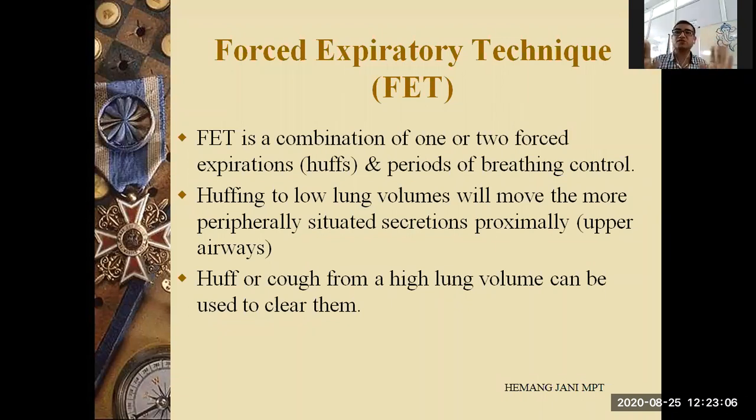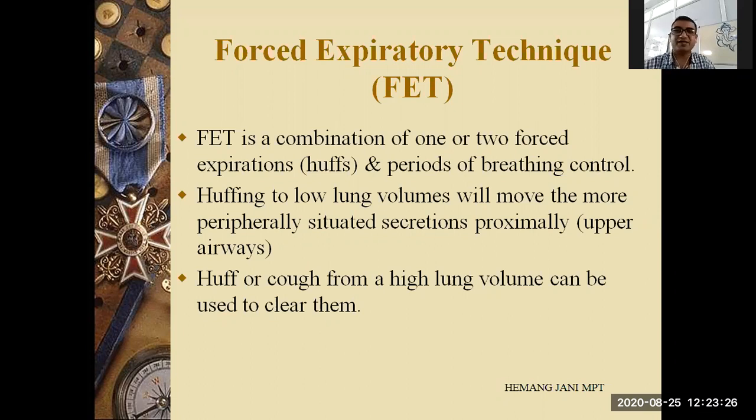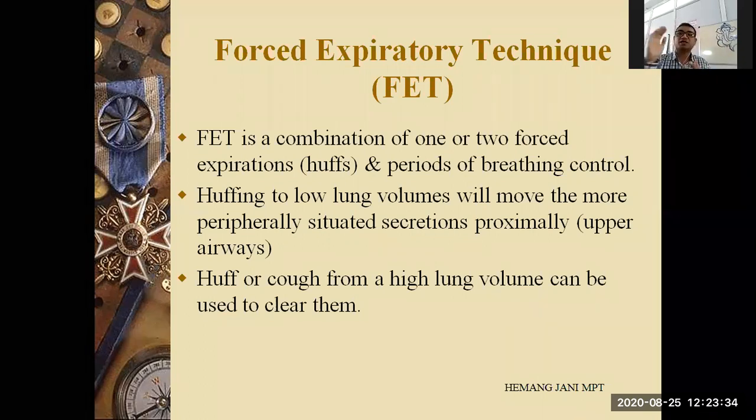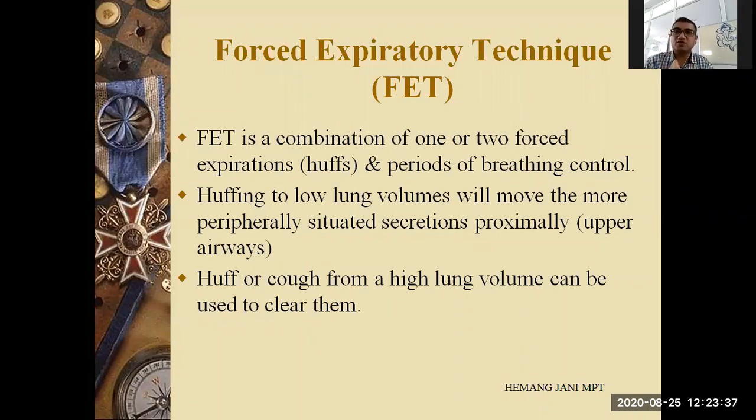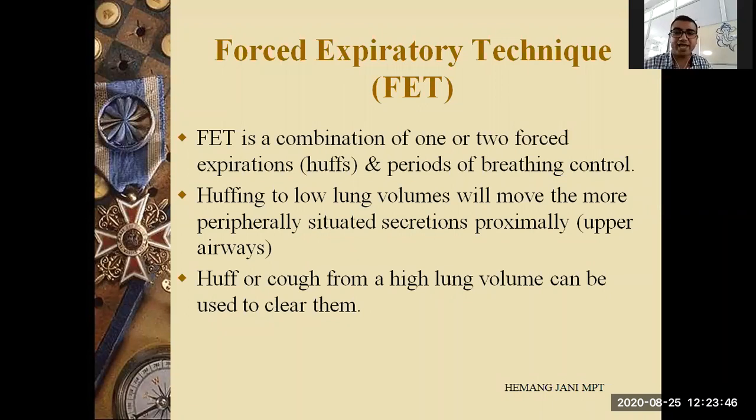Again, any forced expiratory technique will desaturate the individual. So periodically, between the huffing or coughing, you ask the patient to go for breathing control. With breathing control, we are preventing hypoxemia. Whenever the secretion comes onto the proximal or larger diameter airways, we can go for huffing and coughing. Coughing will be most effective when the secretion is in the first to sixth or seventh bronchial airways.